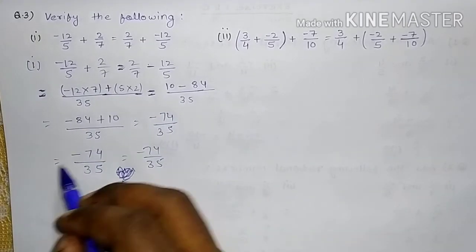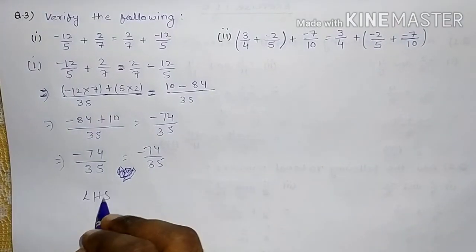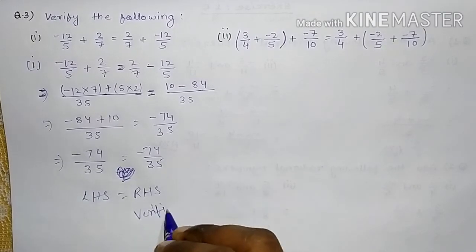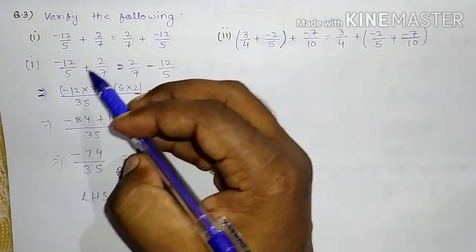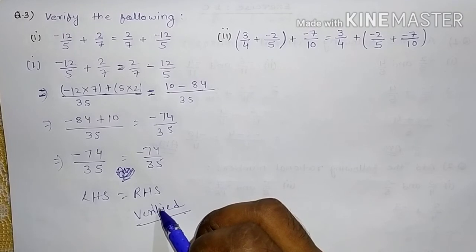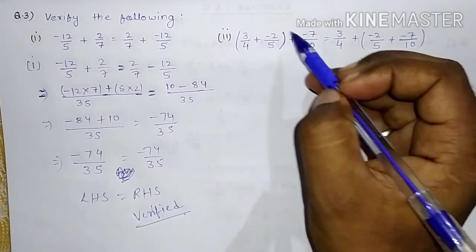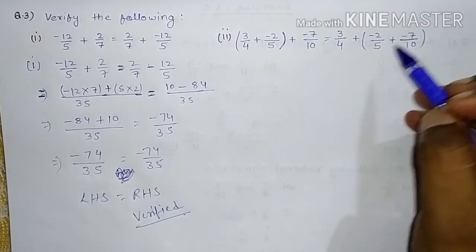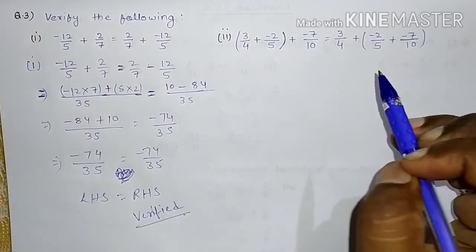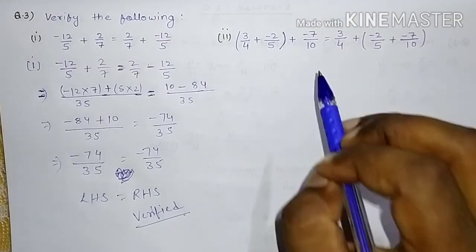Now the LHS and RHS, both parts are equal, so LHS equals RHS. Now it's verified, and this question is right, because LHS is equal to RHS. Similarly, for the second question, again we first solve the LHS part and then the RHS part. If LHS equals RHS, it's verified and the question is correct. If LHS is not equal to RHS, the question is not correct and not verified.